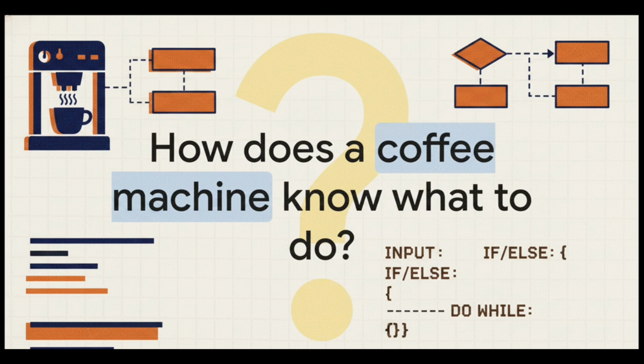Let's ground this with a familiar example. Think about your morning brew. How does an automated coffee machine actually know how to make it? When you walk up and press a button, it doesn't intuitively know what coffee is, right? It only knows a very strict sequence of commands that a human programmed into its memory.